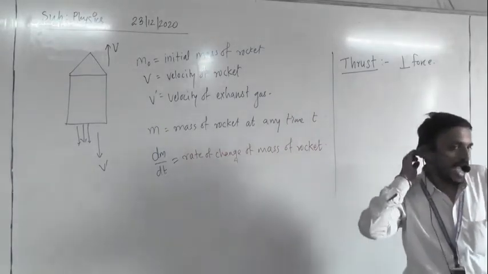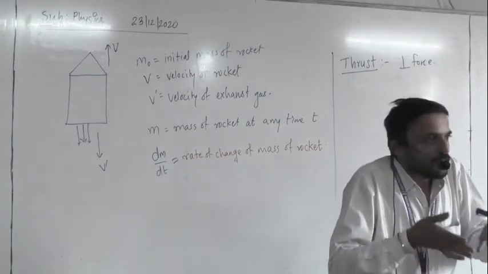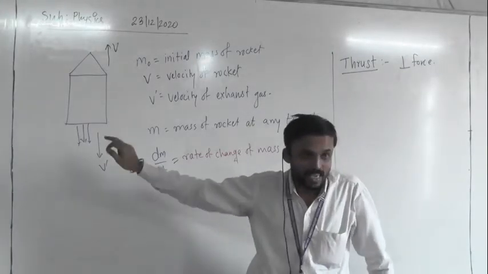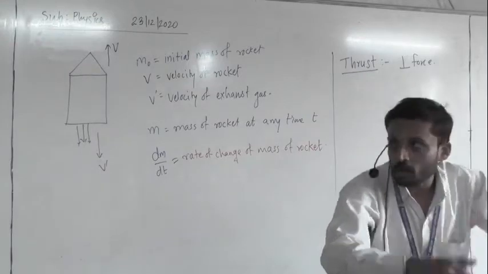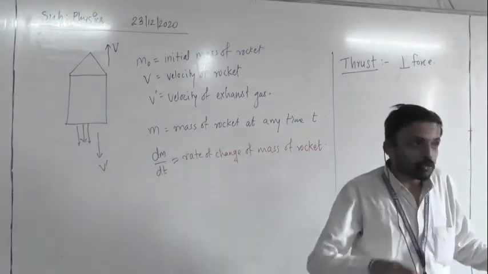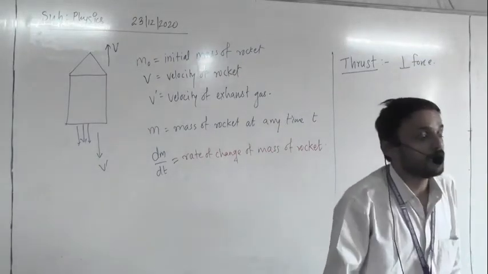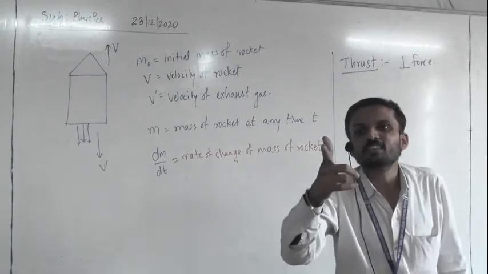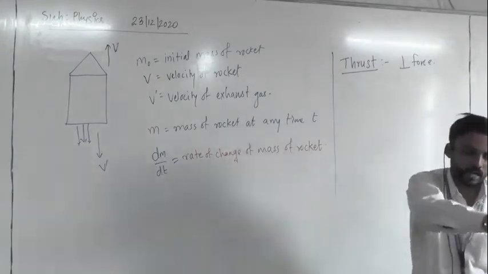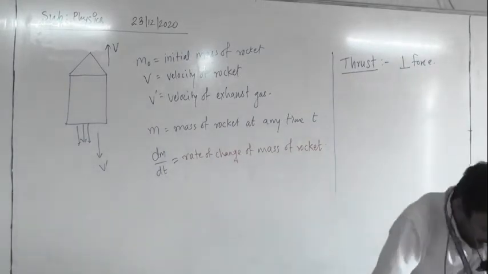As the rocket gives out the bulk gases downward with velocity V dash, those gases apply a force on the ground, so that the ground gives an equal and opposite reaction to the rocket. That is considered to be the thrust on the rocket, the upthrust. So number one, thrust on the rocket.